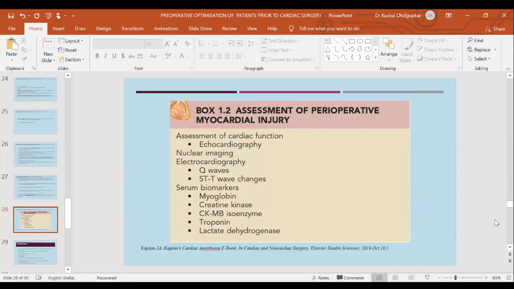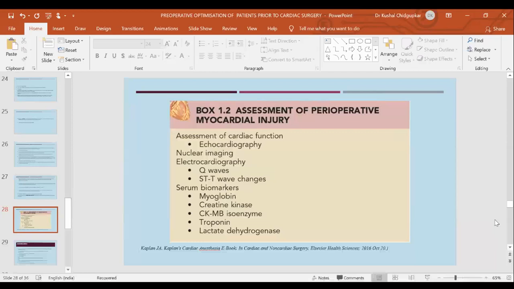So the earliest biomarker to rise after myocardial ischemia or infarction is myoglobin, which rises within 2 hours. It peaks within 6 to 8 hours and it disappears within 24 hours. And then there is creatine kinase. It rises within 4 to 6 hours, peaks within 12 to 24 hours, and the levels decrease after 48 hours. Troponins are more specific, troponin I and troponin T, and they start rising after 24 to 48 hours, and they peak after 72 hours, and their levels remain in the blood till 7 to 10 days. So troponins are more specific biomarkers of myocardial injury. Okay.